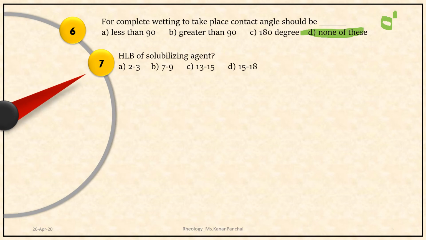HLB of a solubilizing agent is? The answer here is 15 to 18. Solubilizing agents are hydrophilic, and hydrophilic surfactants will have a higher HLB value. And solubilizing agent is the highest one in this category, and that is 15 to 18.